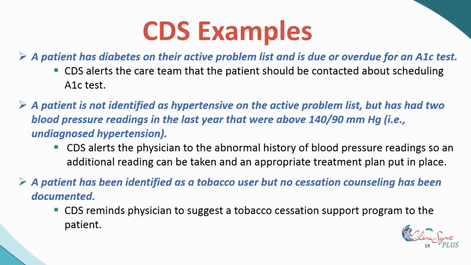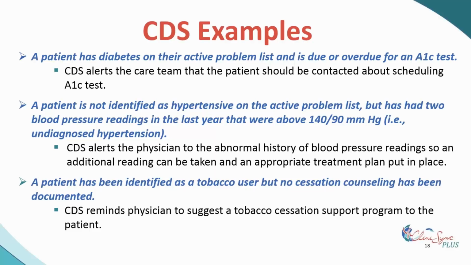Now let's take a look at some potential CDS rules that you may already have in your system and that I've seen in other EHRs. For example, a patient that has diabetes on their active problem list and is overdue for an A1C test, you should get an alert to the care team that the patient needs to be contacted about scheduling the A1C test, or if the patient's in front of you, that alert should have a button to where you can just click and place that order.